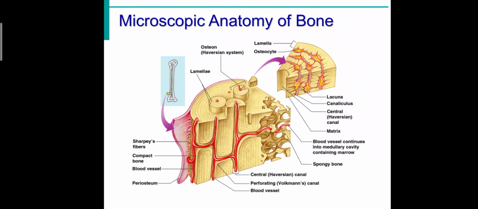Microscopic anatomy of bone. The outer lamella, osteocytes, osteon, compact bone, blood vessels, periosteum, matrix, central canal.